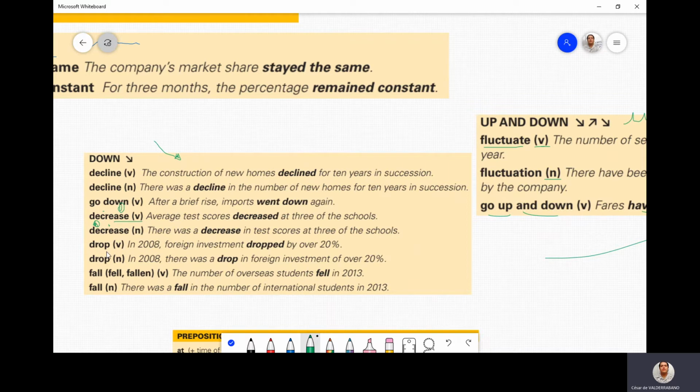Then we have drop. In this case, we don't have any difference because it's only one syllable, so there's no problem. Then we continue, drop, fall. There's no confusion over here. It's very simple. So let's have a review here.